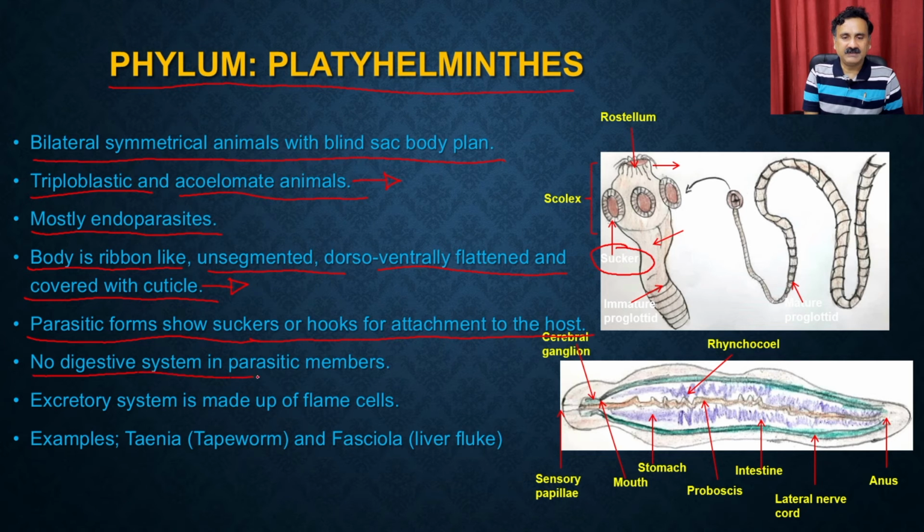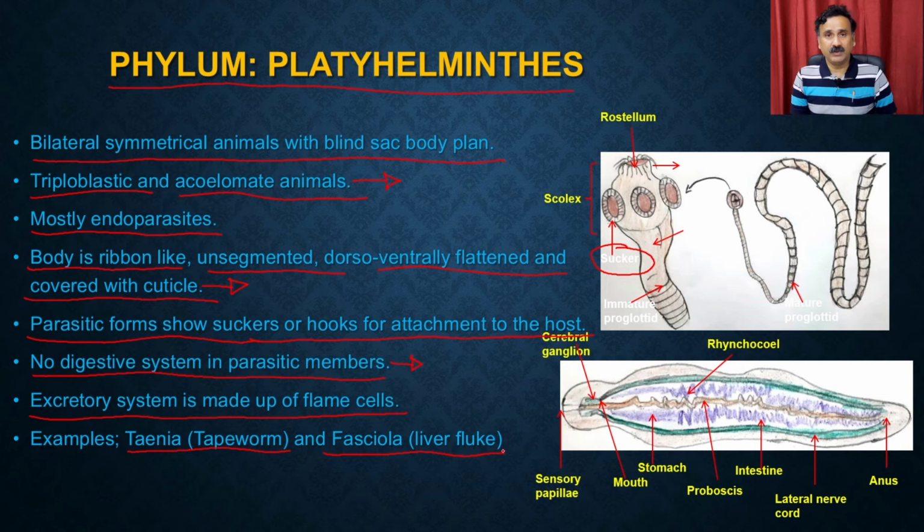There is no digestive system in the parasitic animal, because it actually takes up the digested food. The excretory system is made up of the flame cells, right? And examples are the Taenia solium, the tapeworm, what you see here, right? And the Fasciola, which is called the liver fluke.